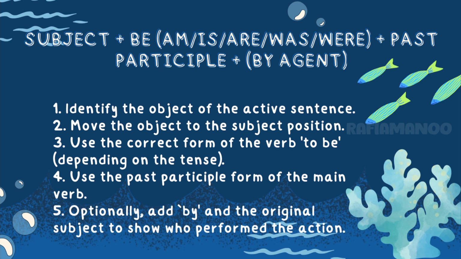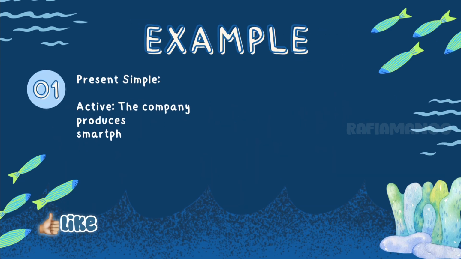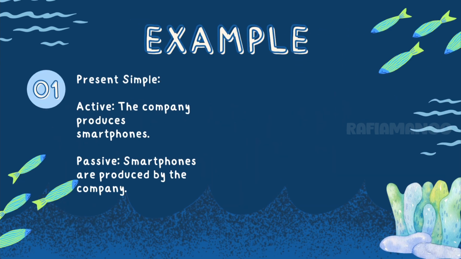Let's look at some examples across different tenses. Present simple. Active: The company produces smartphones. The passive is: Smartphones are produced by the company. In the active voice, the focus is on the company because it is the subject performing the action. In the passive voice, the focus is on smartphones because they are the subject receiving the action.